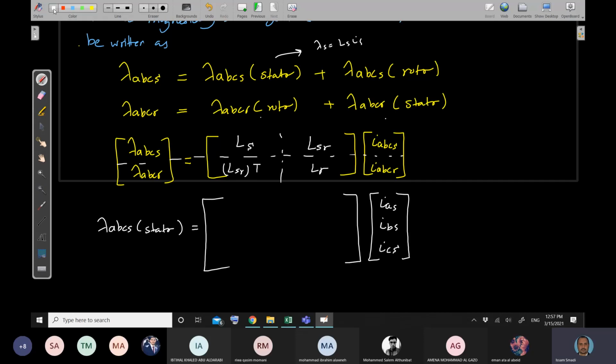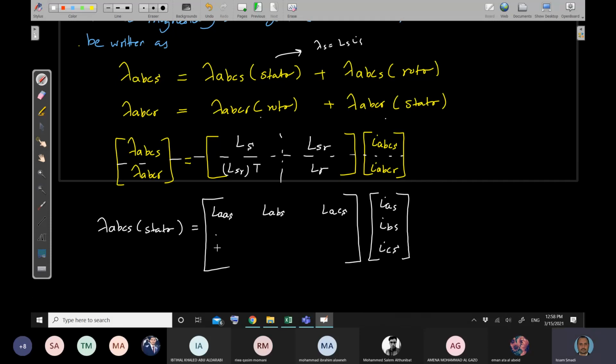Now the first one here is called the LAAS. Why? Because this one is associated with a current flowing in phase A with the flux linkage in phase A itself. So this can be seen as the self-inductance. Now this one will be the LABS, the inductance between phase A and phase B of the stator, and this one will be the LACS.